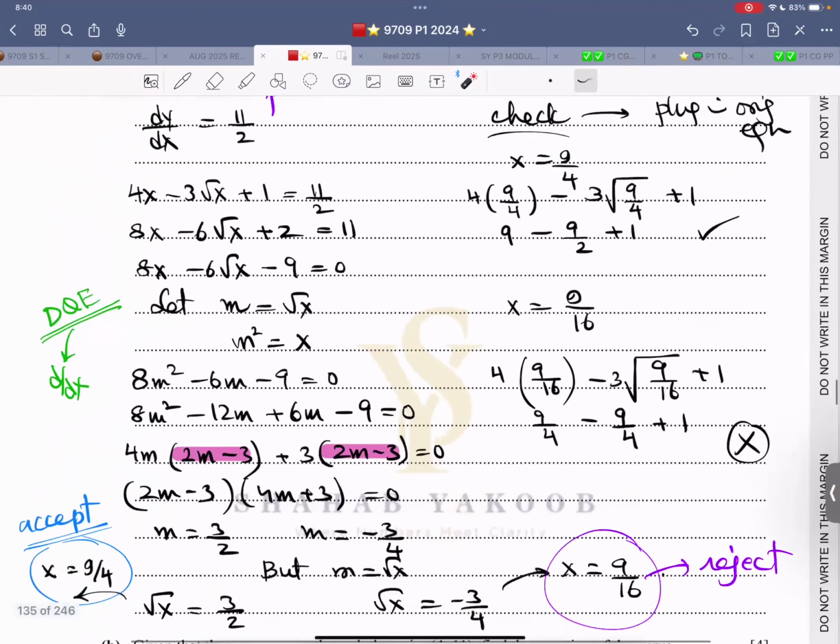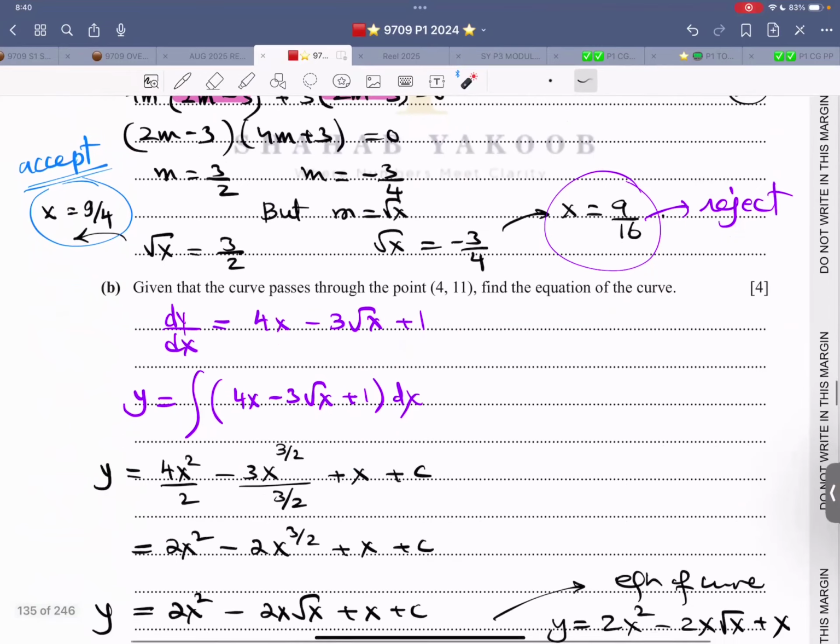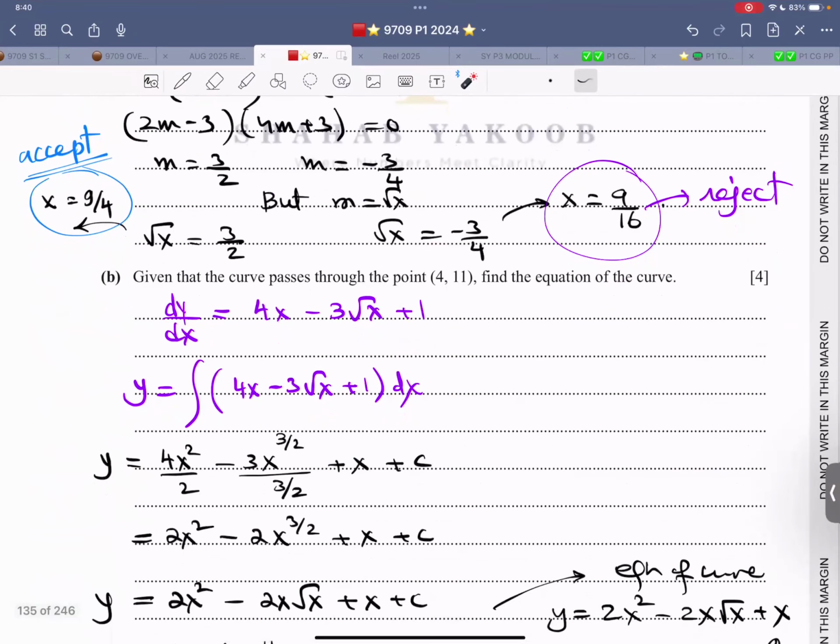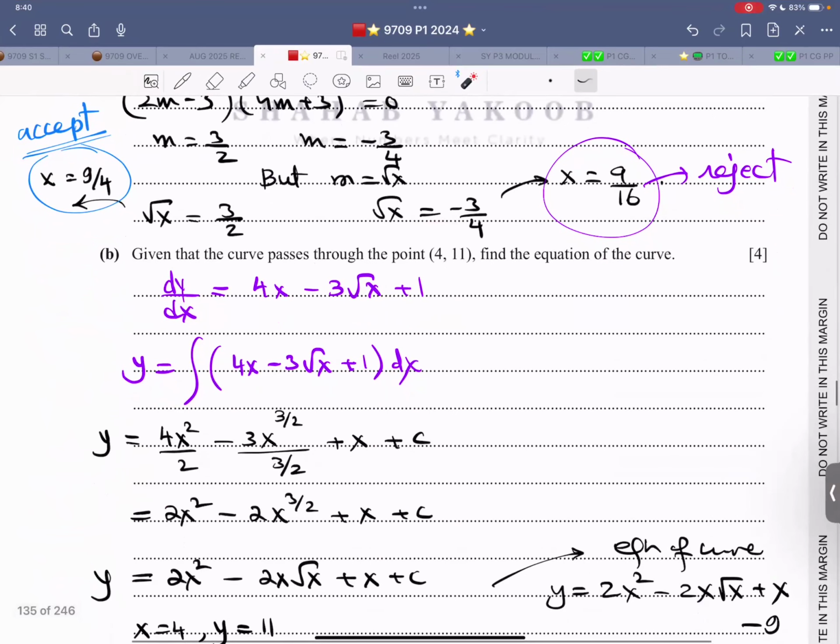Hold for a second, my bad. So now, why am I rejecting it? Let's think about it a bit later. So now it says, given that the curve passes through the point (4, 11), find the equation of the curve.